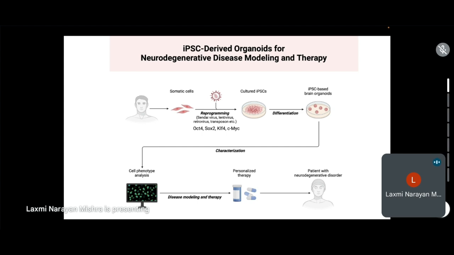So for organoids, one thing to remember is they should have a stem cell property, and then we will have cell phenotype analysis. We will perform disease modeling and therapy, and this will give rise to personalized therapy, which medicine is working for what type of patient, and we will have these patients with neurodegenerative disorder treated.